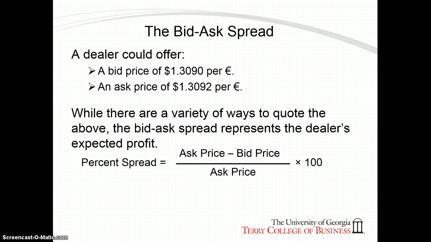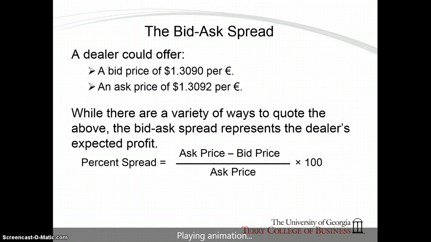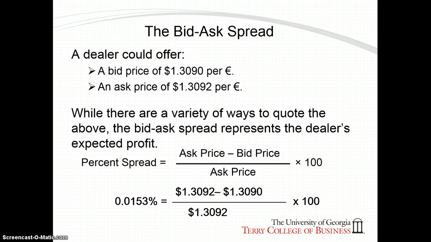Spreads tend to be smaller for frequently traded currencies like the dollar, euro, and yen, and they tend to be a bit larger for less frequently traded currencies. Also, the spread tends to be larger for retail customers who trade in smaller volumes than interbank customers. At the bottom of this slide, I've shown how to calculate the percent spread, which equals 0.0153% in this case, using the bid and ask prices at the top.